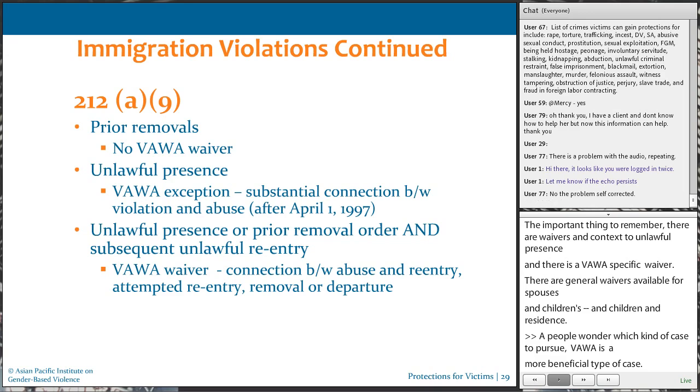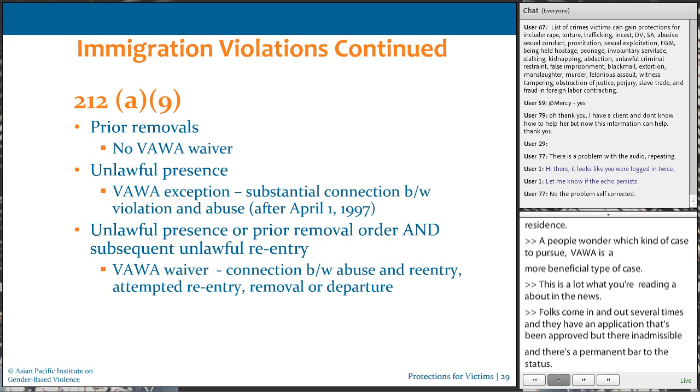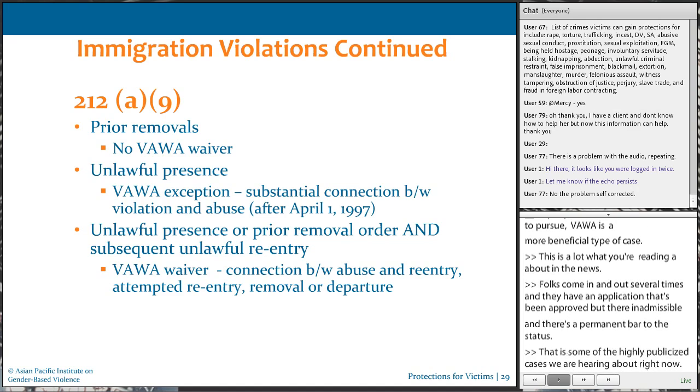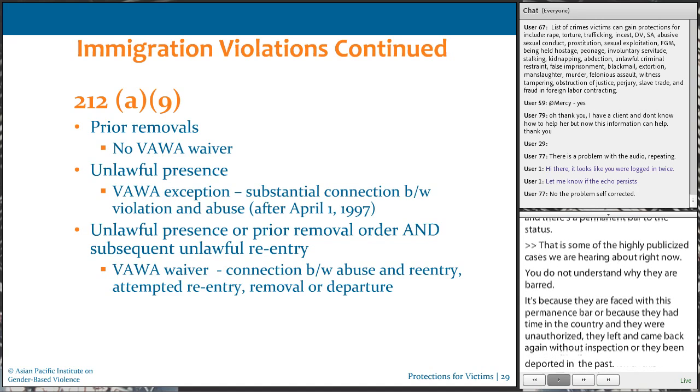And so this is the conundrum facing a lot of the cases that you're reading about in the news. There's folks that have come in and out and in and out, and they might be married to a U.S. citizen now, and they have an application that they've put in that's been approved, but they're inadmissible, and they have a permanent bar to their being able to get status. And so that is some of the very highly publicized cases that we're hearing about right now where you don't understand why they are barred forever to get status. It's because they are faced with this permanent bar, because they had time in the country and they were unauthorized, they left and they came back again without inspection, or they've been ordered deported in the past and they came back again, to be reunified, for example, to be with their children, and they are not eligible for any kind of exception or waiver to that bar of inadmissibility.